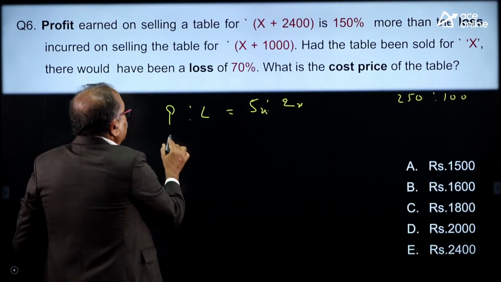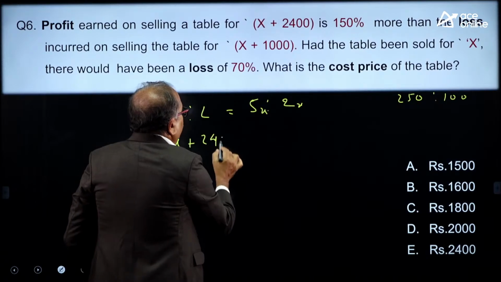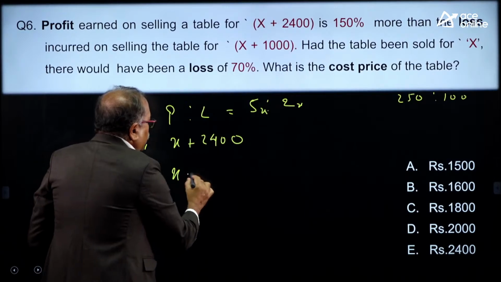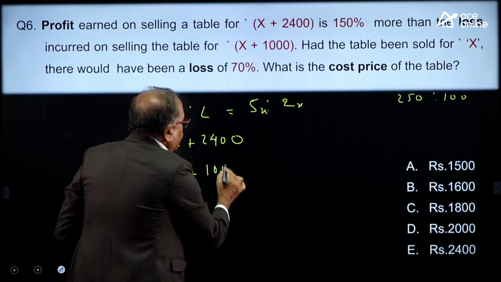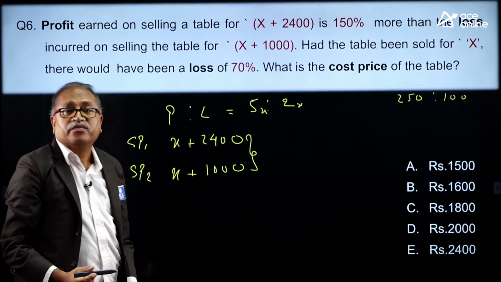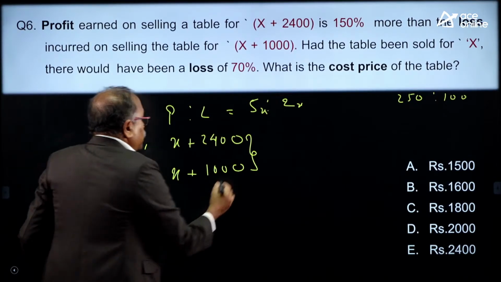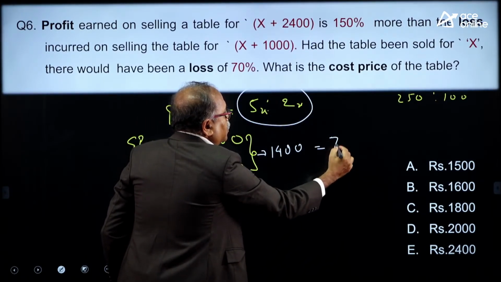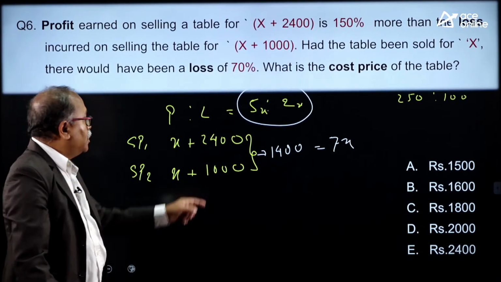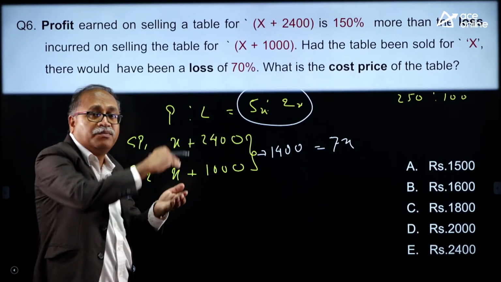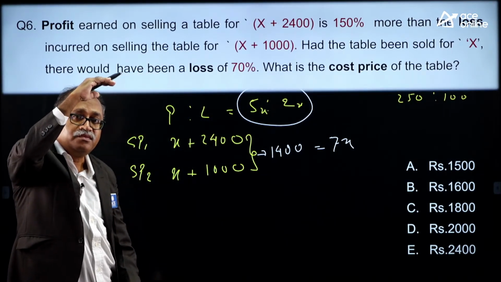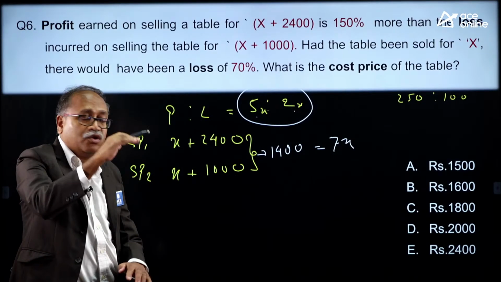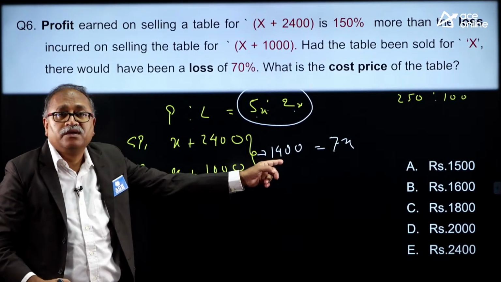And then look at the price x plus 2400, this is SP1, and this is SP2. Another selling price is x plus 1000, and the difference between these two is how much? That is 1400, and the difference is equal to 7x, because this difference is the gap between the profit and loss, and if you add up those all, then it is 7x, profit and loss. So, the difference between this 1400 is 7x.